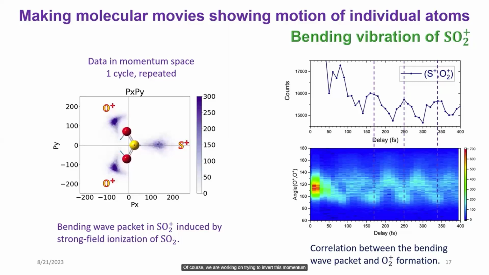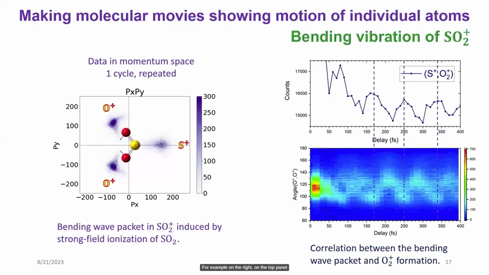Of course, we are working on trying to invert this momentum image into real space, but it's not done yet. So anyway, it gives you very direct information about how the molecule vibrates as a function of time. And now that you have that information, you can start to correlate what you know here with other observables that you have in the lab.